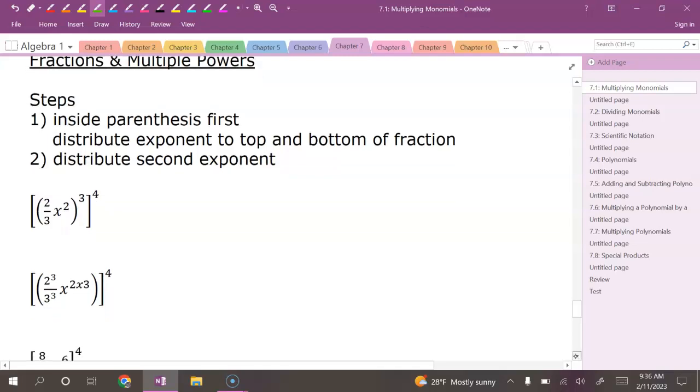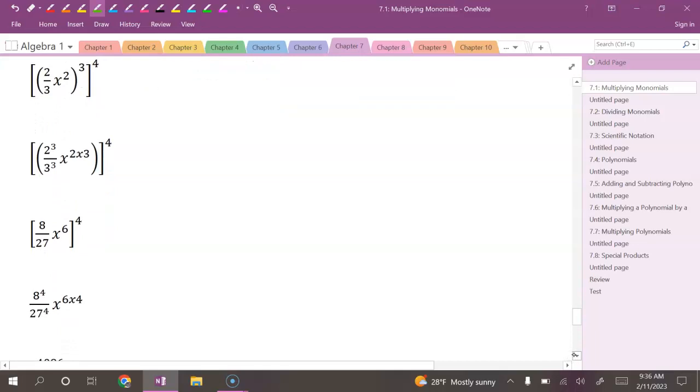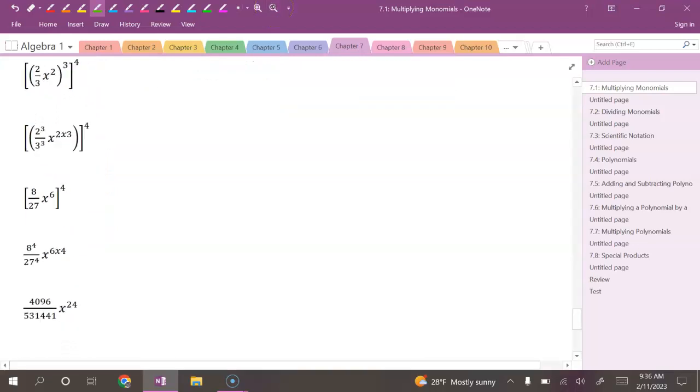So this first one I got worked out pretty much all the way here, so you can see the sequence of steps. What they did for this first one is they worked with the inside portion first. So they took this 3 and they distributed that to the 2/3 and to the x squared. Now that 3, when I go to the fraction, I have to do it to the top and the bottom of the fraction. So notice how they wrote 2 to the 3rd and 3 to the 3rd, because anytime you raise a fraction to a power, it's going to do it to both the top and the bottom. Then what we did is we dealt with our x.